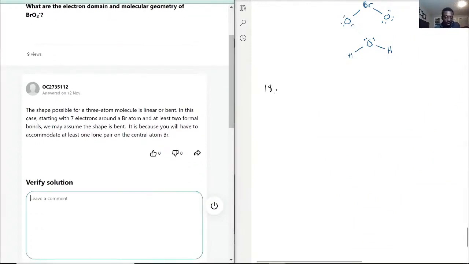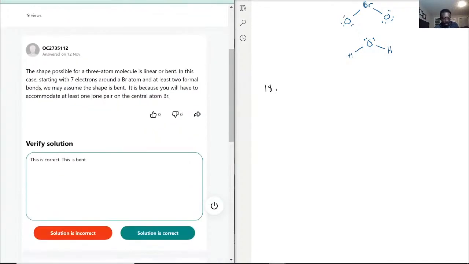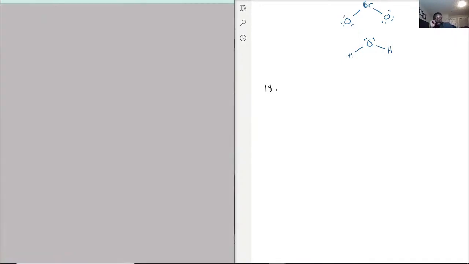This is correct because it does mention that it's bent, but they mentioned it could be linear as well. It's just bent. So let's move on now to question 18.